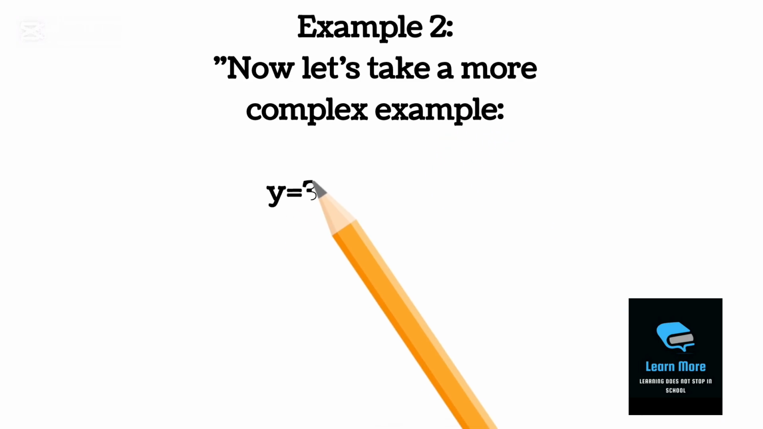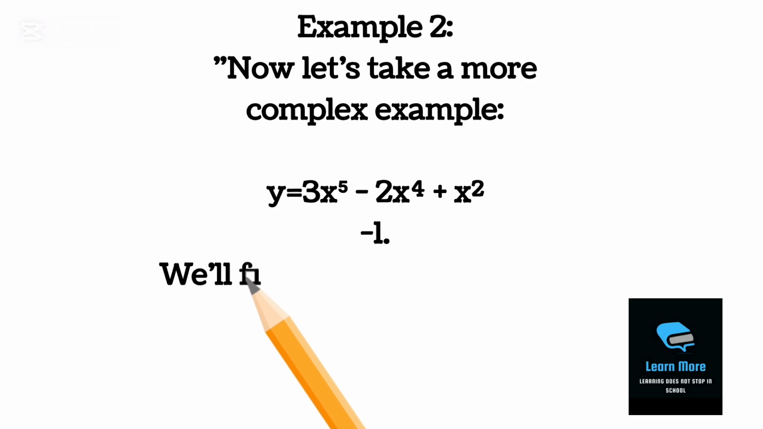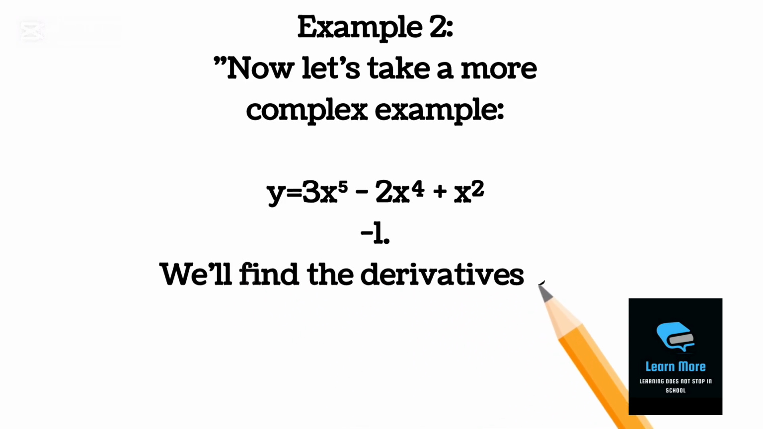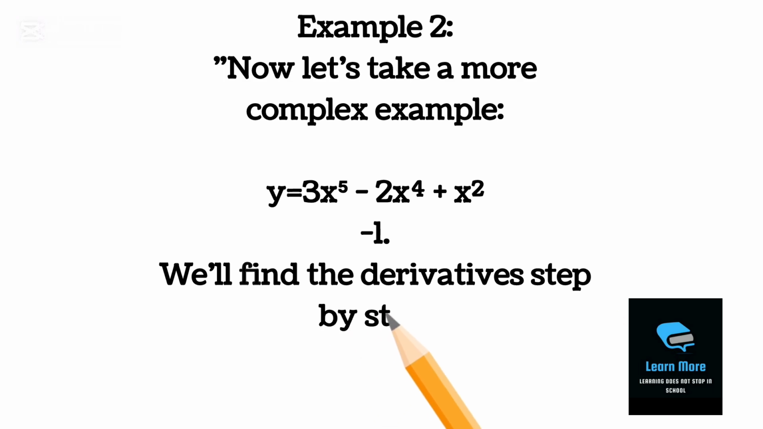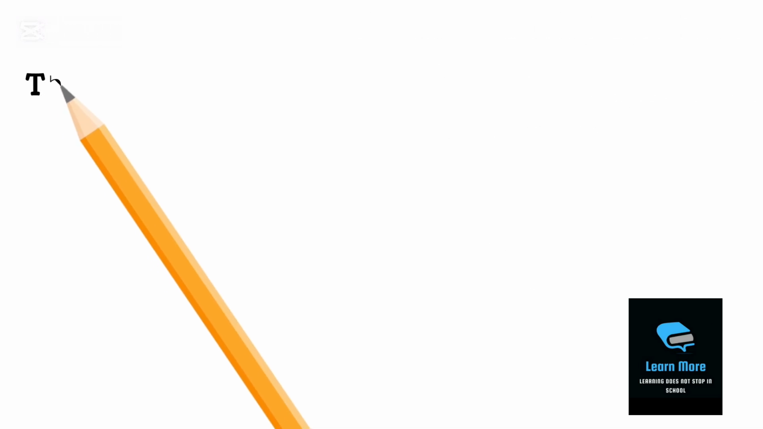Let's take a more complex example. y equals 3x raised to power 5 minus 2x raised to power 4 plus x raised to power 2 minus 1. We're going to find the derivative step by step. First, we differentiate each of the following terms.